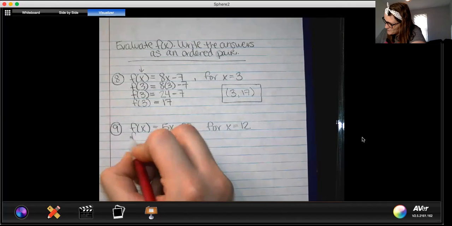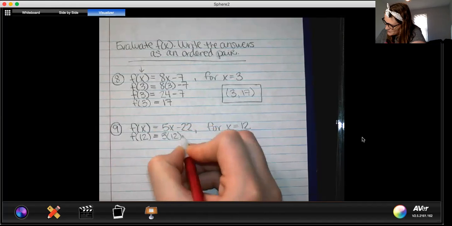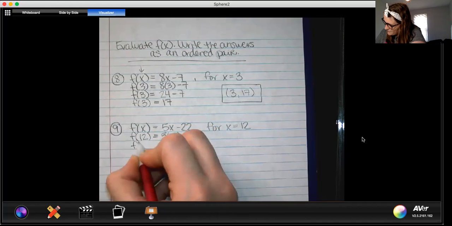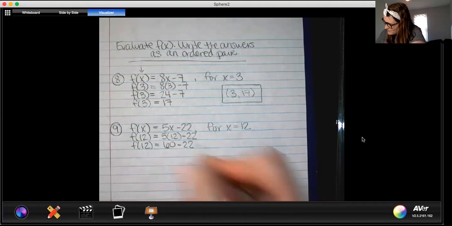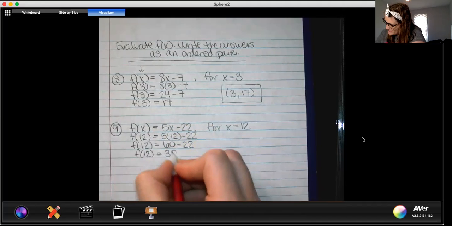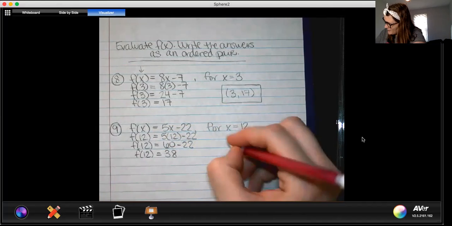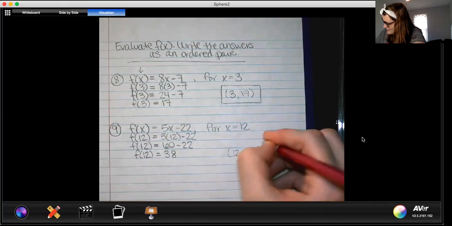So f of 12 equals 5 times 12 minus 22. f of 12 equals 60 minus 22. 60 minus 22 is 38. So my final answer as an ordered pair would be (12, 38).